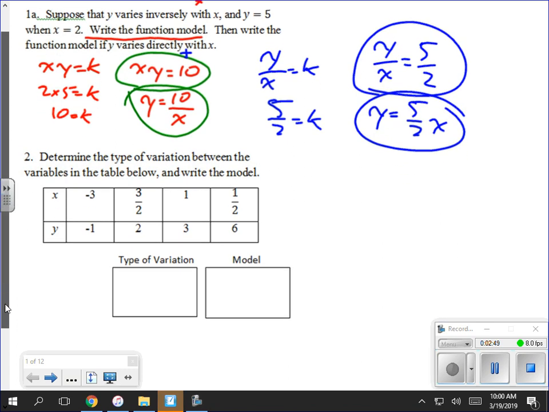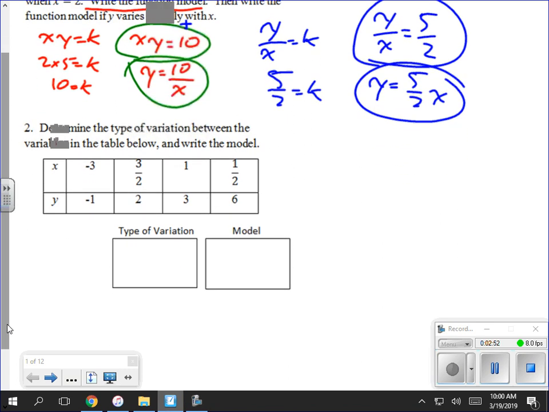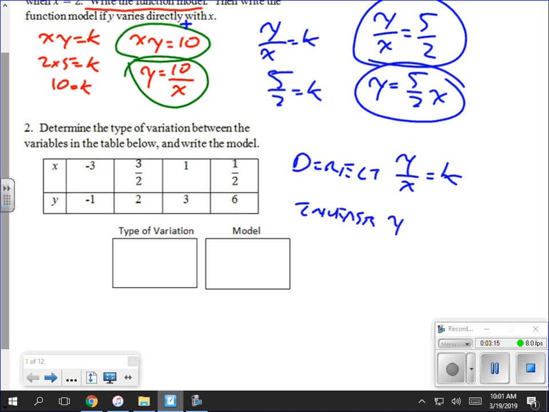Question number 2. Determine the type of variation between the two, and then write the model for it. Same idea, only you're actually determining whether it's direct or inverse. Remember that direct, y divided by x equals the same number each time. Inverse, x times y equals the same number each time. So that's what I want to do. What do I get? Do I multiply and get the same number each time, or do I divide and get the same number each time?